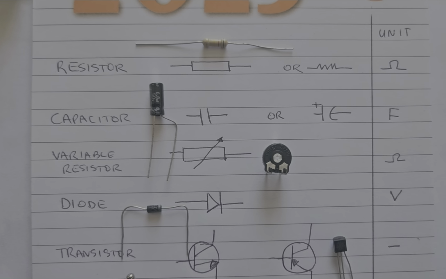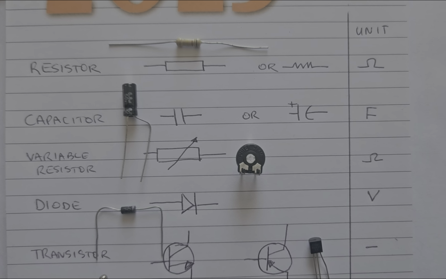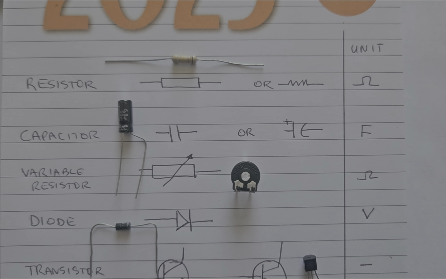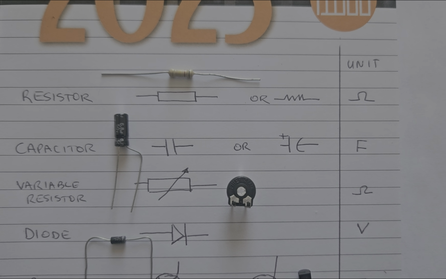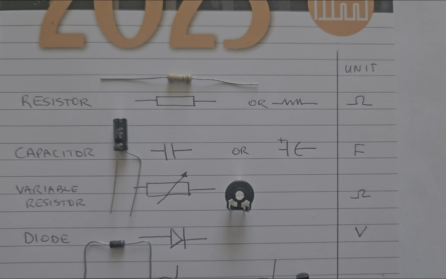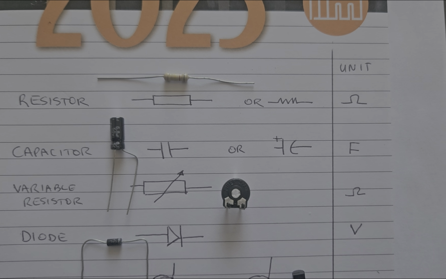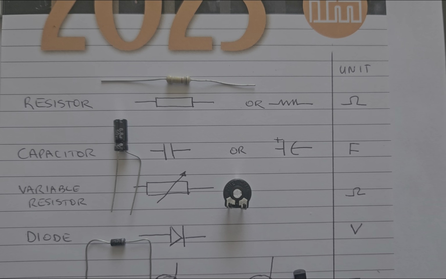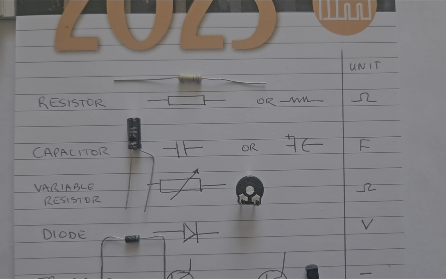The second component I would like to take you through is the capacitor. But before we go to the capacitor, let's just explain the function of a resistor. There are two basic functions of a resistor. The first one is to limit the flow of current. So if you want to limit the amount of current that flows in a circuit, you'll put in a resistor so that the resistor can resist the flow of current. The second function of a resistor is to divide voltage.